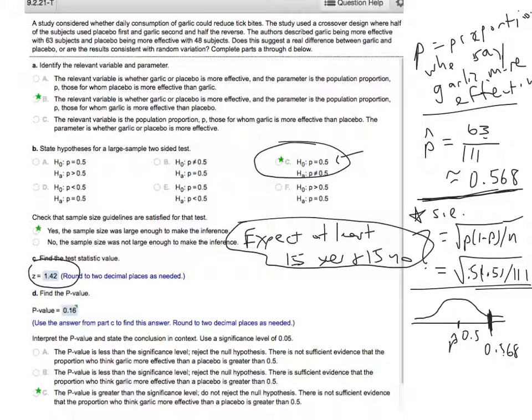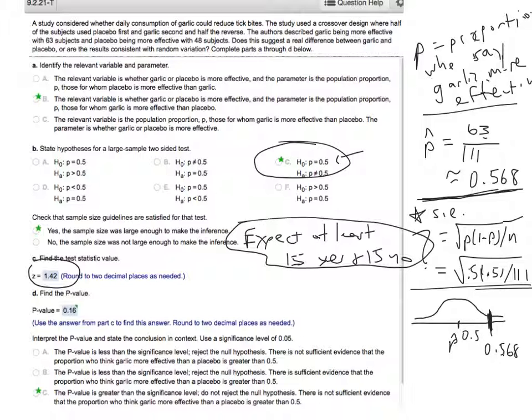This distribution centered at 0.5, this thing that I've drawn here, is a hypothetical distribution. This is the distribution if the null hypothesis is true. This is the actual data we collected, and it falls here on that distribution. And so what we're trying to gather is how unusual is that? How unusual is it to have a p hat value of 0.568 relative to this distribution?